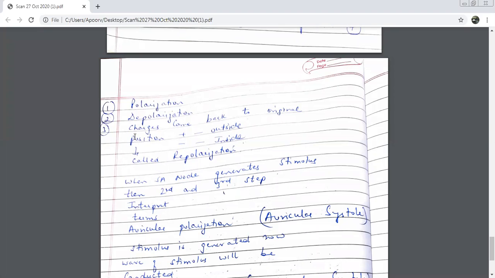So from SA node, the impulse did not go direct. It first came to AV node. From AV node, it has to go to the ventricle walls. So does it go directly? AV node leaves its place and goes? By bundle of His. Yes. There are some special cardiac muscles which come out, which are known as bundle of His, which further, when they come down, divide into two sections, the left bundle of His and the right bundle of His. And those cardiac muscles which surround the walls of the ventricles, what fibers are they known as?